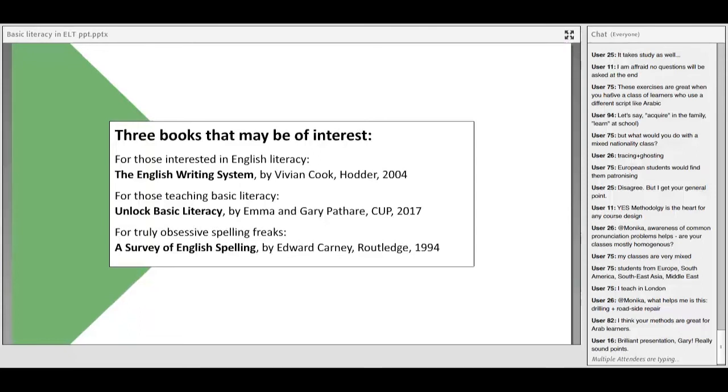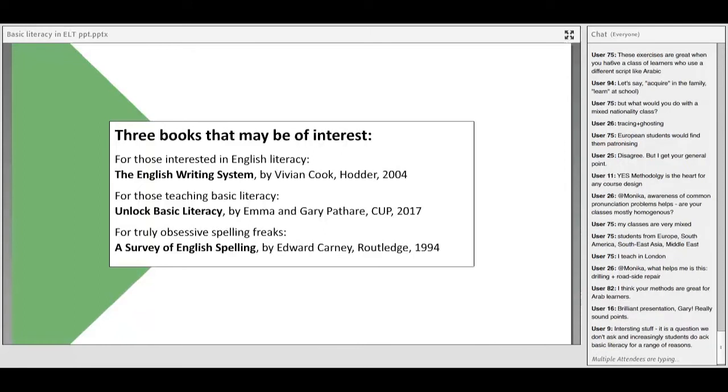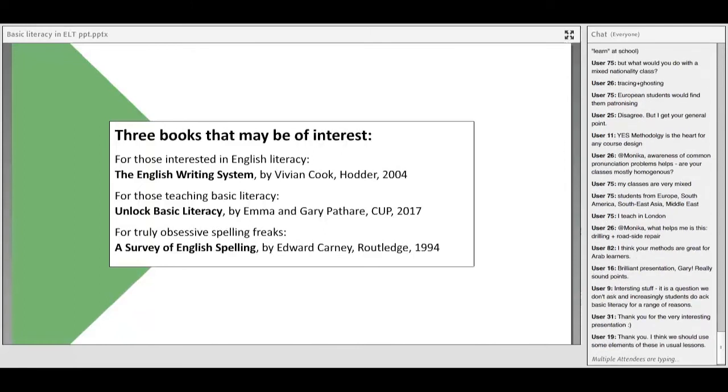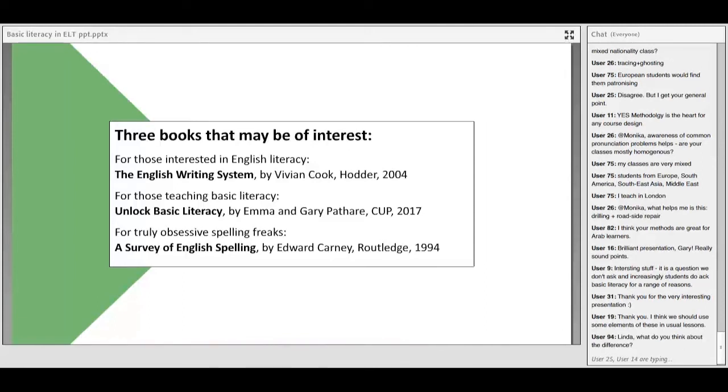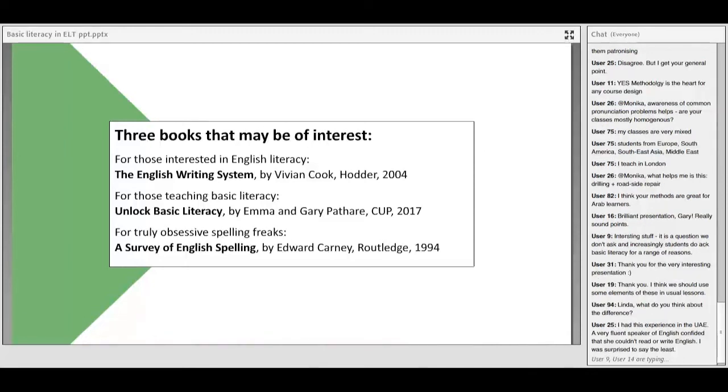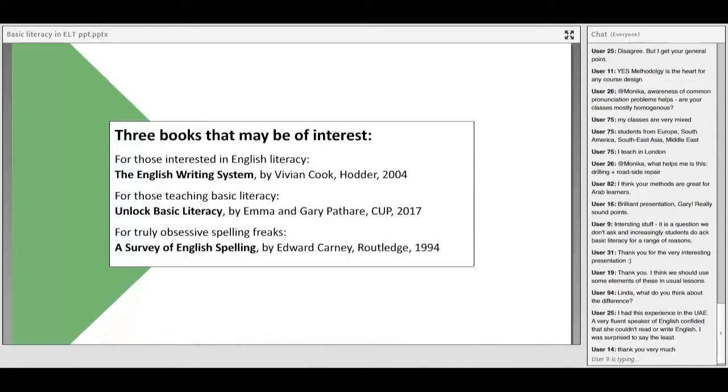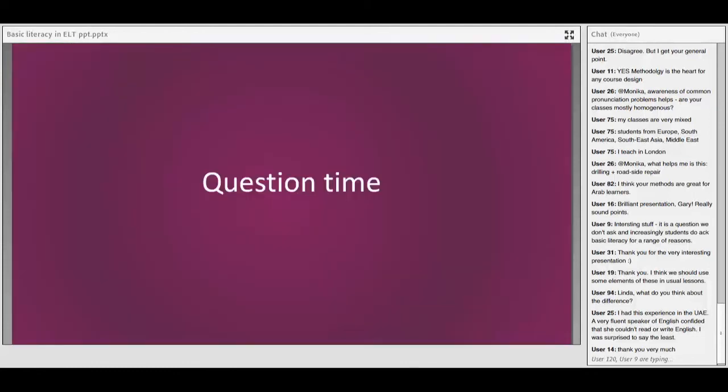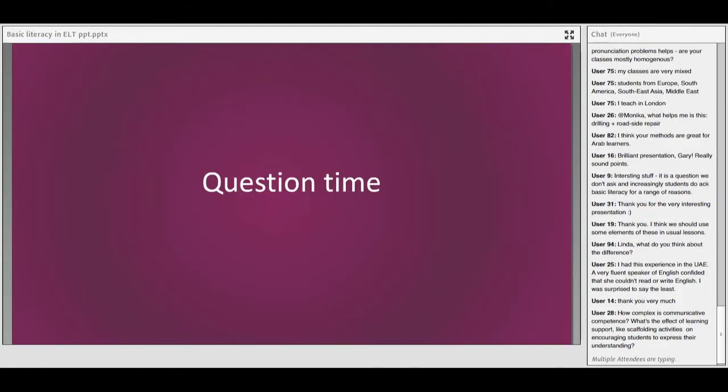There are 3 books here I just wanted to mention. It's not a bibliography, but these are 3 books which I've mentioned. The English Writing System is fascinating. It's by the tutor who taught me my master's, Vivian Cook, but he's the expert on this. It's a really good book on the English writing system. The bottom book, The Survey of English Spelling, is ridiculous. It's thousands of pages, but if you like spelling, it's amazing. And the middle book is the one that I've referred to a couple of times here.